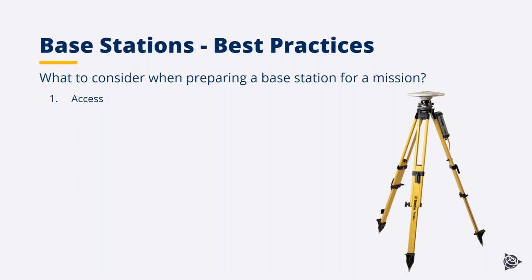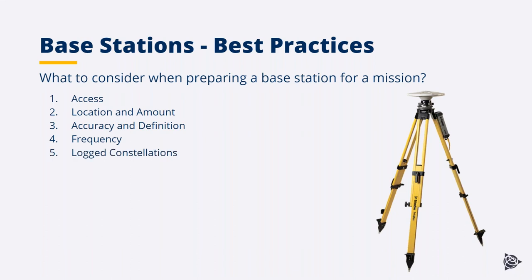First thing is the access to base stations. I want to talk a little bit about where you can get base station data. I also want to talk about the location where your base station should be and the amount of base stations. So sometimes one base station is not enough. Also the accuracy and the definition of the base station, frequency of the data correction we get from the base station, and logged satellite constellations. This is related to the Galileo and Beidou systems which are now available. And finally, the data format of the base station data. Okay, let's go step by step.